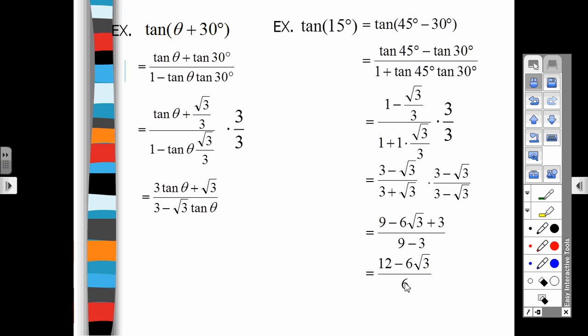And then the 6 can cancel with the 12 and the minus 6. So we get an answer of 2 minus root 3. And that will be our final answer. Okay, so that is how you deal with your sum and difference identities for tangents.